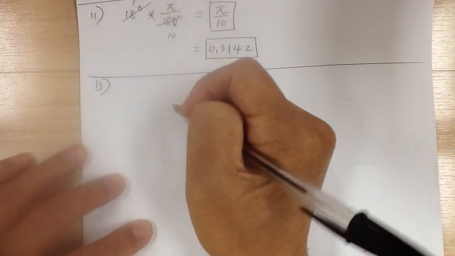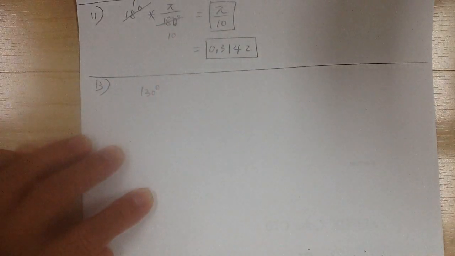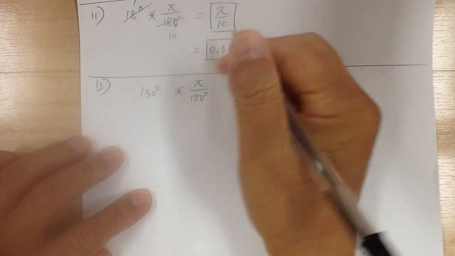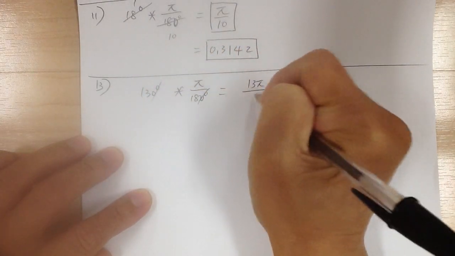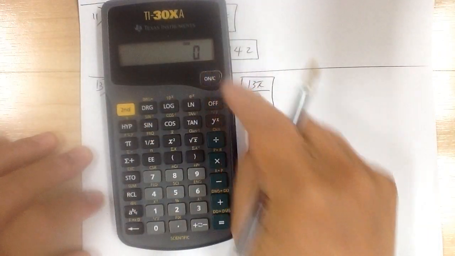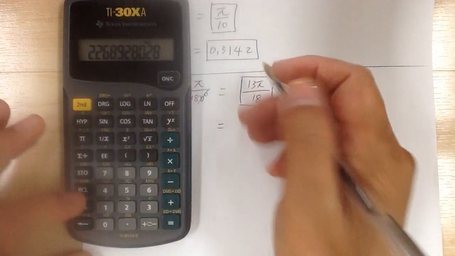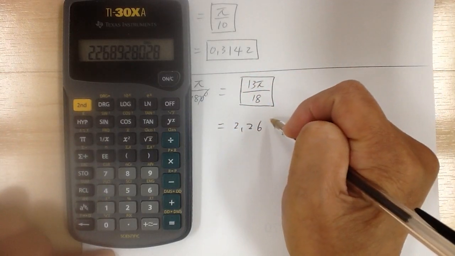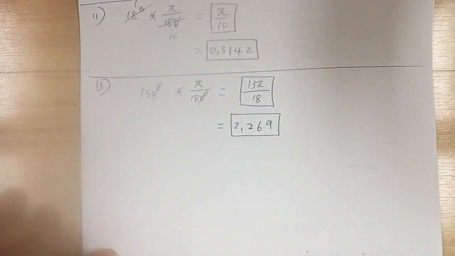Okay, number 13. Okay, 130 degrees. Okay, so again, to convert to radian, you just multiply by pi over 180. And so this will cancel. So this will equal 13 pi over 18. Okay. And if you want a decimal, you go 13 times pi divided by 18 equal. And so this will equal 2.2689, so it will be 2.269. Right, so again, 4 significant digits.